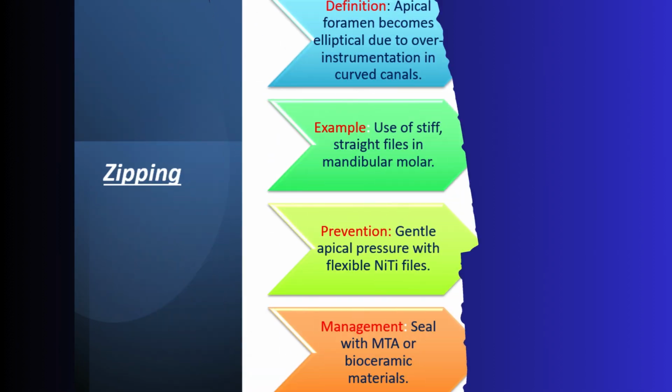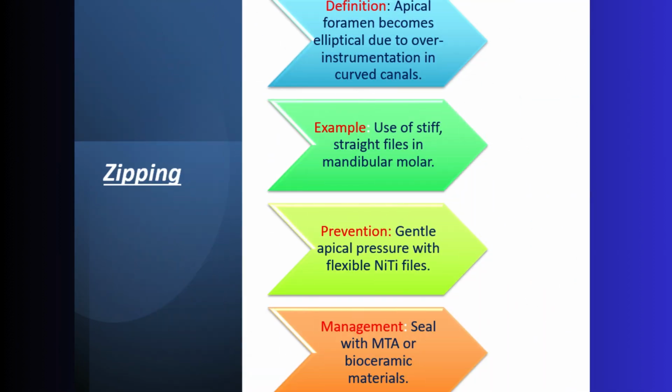Number 3, zipping and elbow formation. Explanation: occurs in curved canals when over-instrumented at the apex, creating a zip shape, often with a secondary ledge, the elbow. Example: radiograph showing an apical foramen shifted laterally. Detection: sudden drop in working length. Difficult obturation. Management: apical plug technique or surgery if severe.